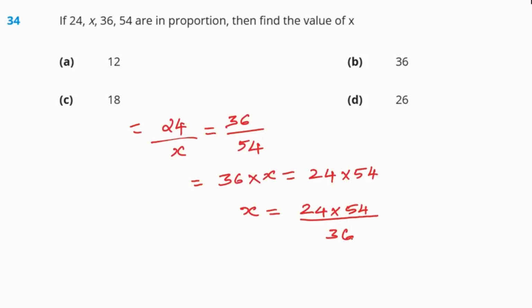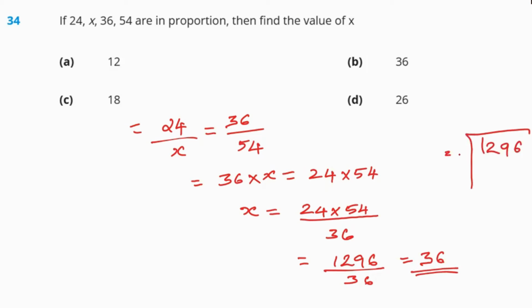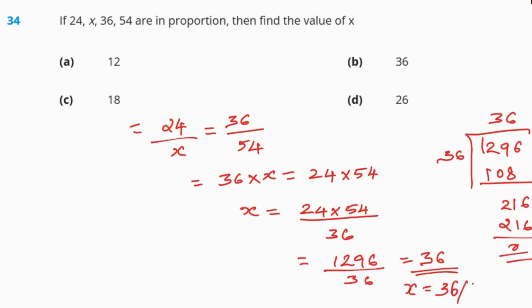24 into 54 is 1296. 1296 divided by 36 is 36 only. 36 threes are 108, 36 sixes are 216. So that is 36 only. So the value of x is 36. So the correct option is option B, that is 36. When four numbers are in proportion, we can write like this, proportionality.